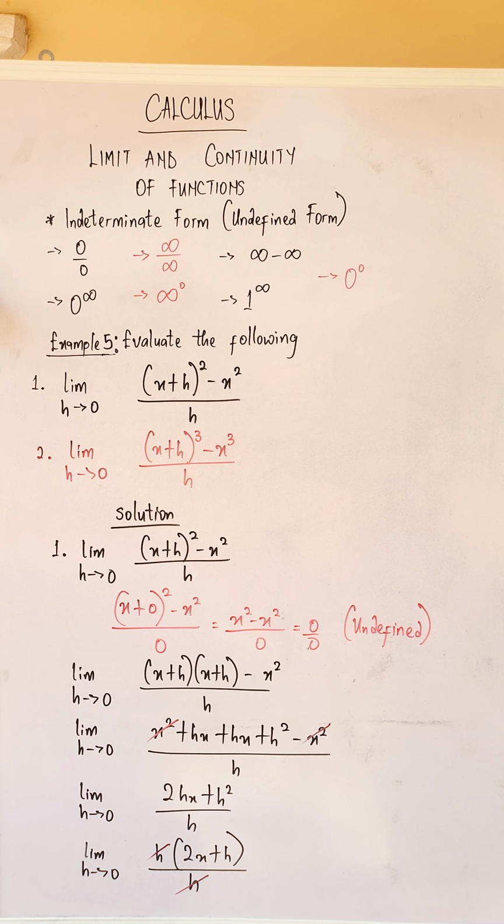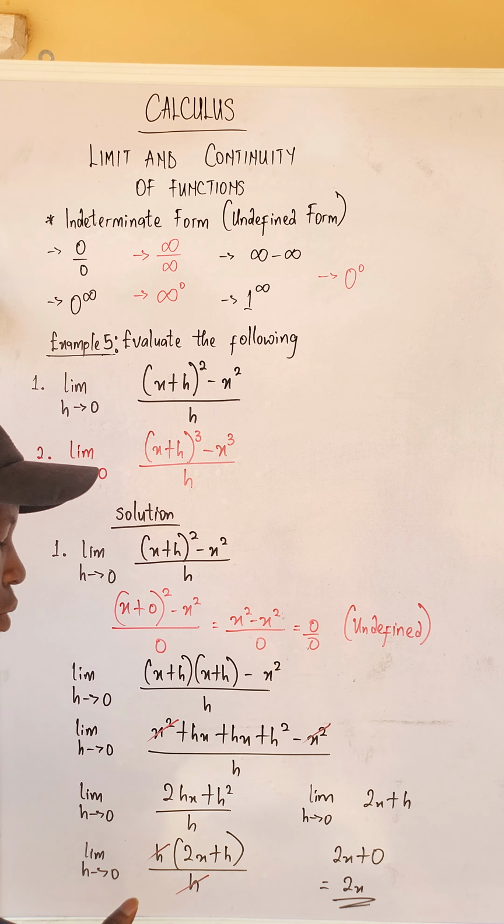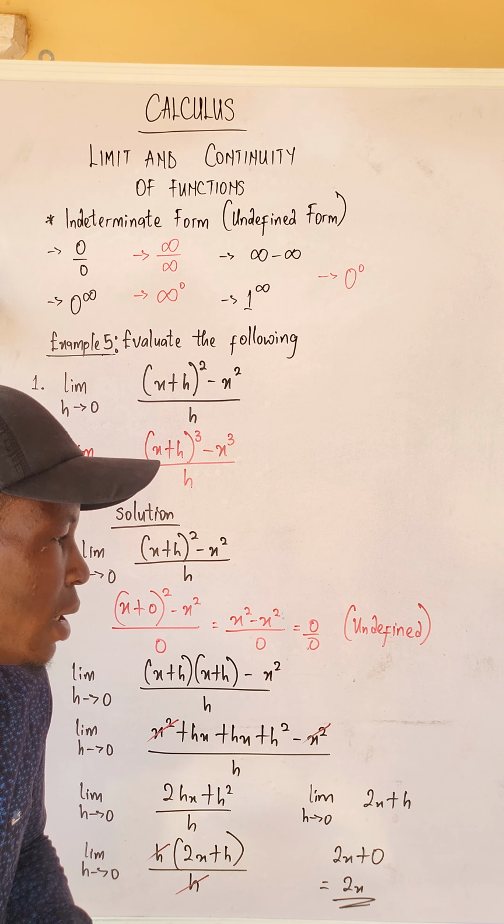So what are we left with? Limit as h tends to 0 of 2x plus h. Now we can insert directly as h tends to 0. That will be 2x plus 0. What's the final answer? It is 2x. Can you understand? So that's how we get this.